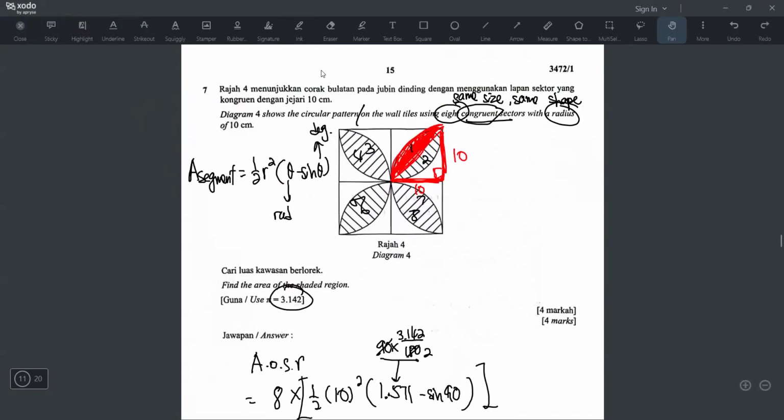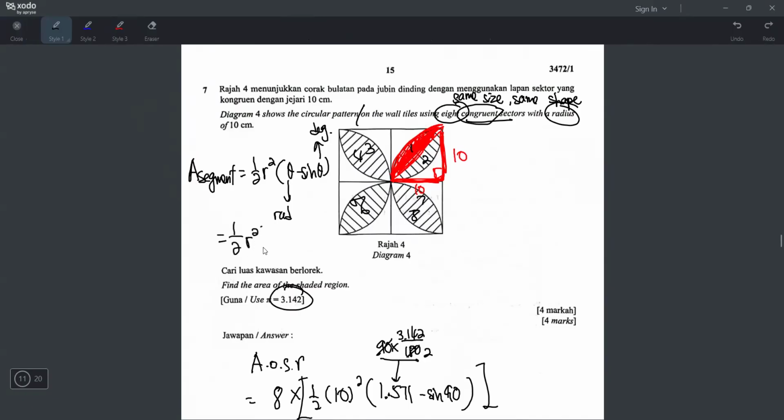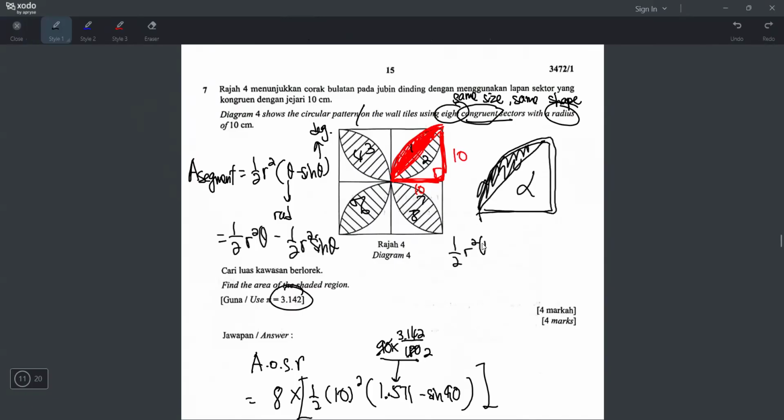Okay, so hope you understand. Okay, let me explain a bit. This formula actually comes from 1 over 2 r square theta minus 1 over 2 r square sine theta. Because when you're trying to find the segment, you are actually taking the area of sector minus the area of triangle, right? And area of sector is 1 over 2 r squared theta, right? And when you minus area of triangle, you can use the formula 1 over 2 AB sine C. But since your AB are both radius, that's why it's R times R, so R squared. And then sine C will be sine theta. That's why it's this formula.